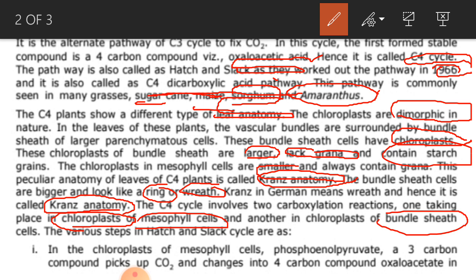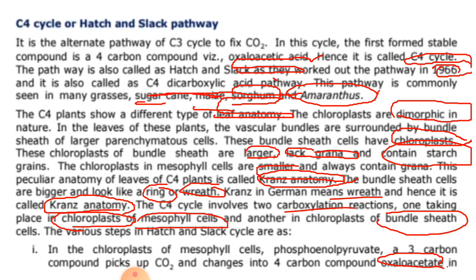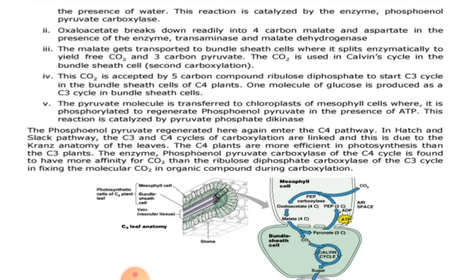First, in the chloroplast of mesophyll cells, phosphoenol pyruvate, a 3 carbon compound, picks up carbon dioxide and changes into the 4 carbon compound oxaloacetate. In the presence of water, the reaction is catalyzed by the enzyme phosphoenol pyruvate carboxylase. This is the enzyme involved in this reaction.